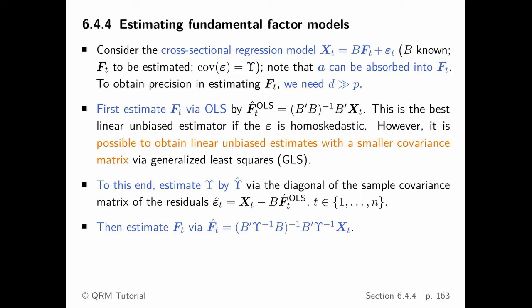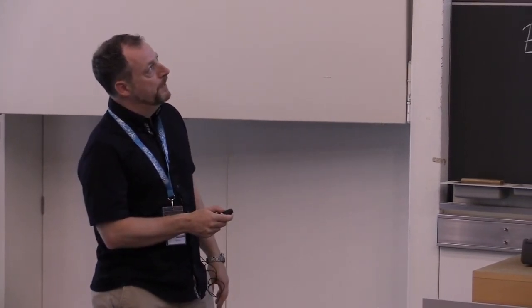So B is known. It's some classifying matrix for every one of these X variables. And let's just take the example of stocks. So we'll call the X's now stock returns, and we know the classifying matrix B. So we have to estimate FT. We can get rid of A. So going back to the more general model, we can actually absorb A into FT. So the problem will be estimating FT.